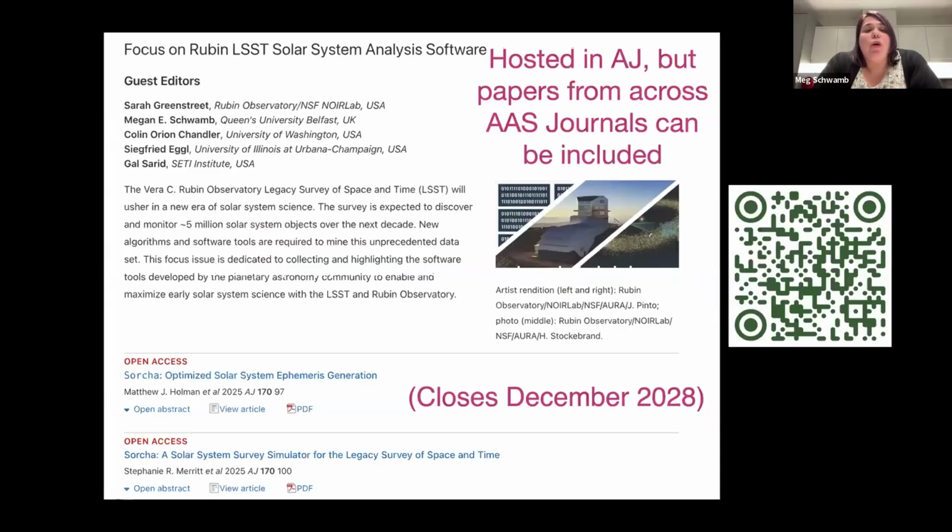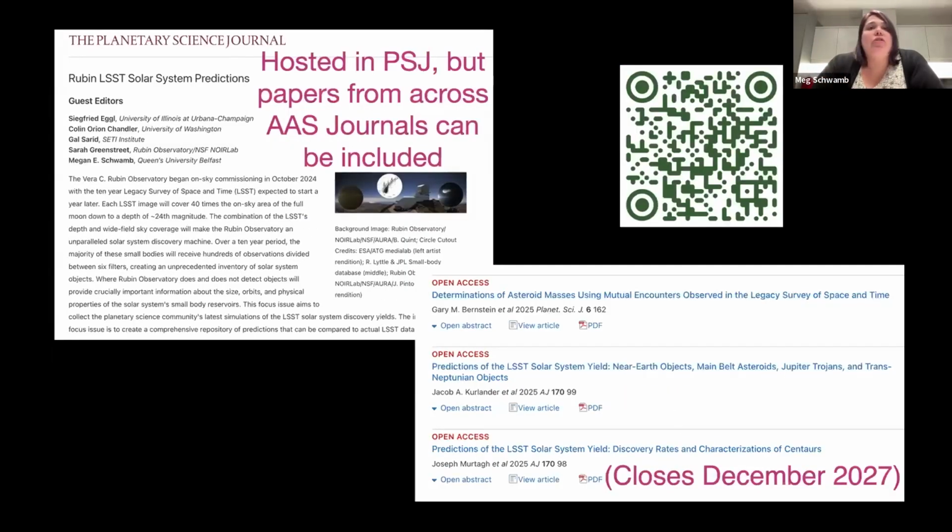I want to also highlight that if you're writing software, we worked with the AAS journals to get a solar system analysis software focus issue, specifically with Rubin in mind. So you can publish in any of the AAS journals and your article will show up in this focus issue. And so there's now one place you can go see all the public, open access software that you can use for your LSST analysis. And again, it closes in December 2028. So the idea is that we've got a few years left, and for people to develop tools now as data starts to arrive.